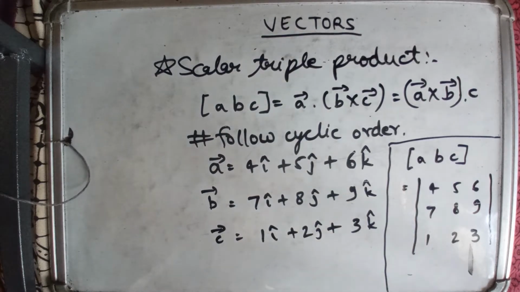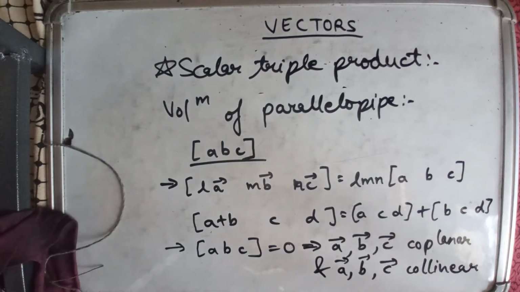So let's move further. Other some properties of scalar triple product. First of all, the box ABC is the volume of parallelepiped. If you are asked in the question what is the value of parallelepiped and given the three vectors, then you can easily find it. Another property is if each of the inside vectors is multiplied with some scalar, like L, M, N is respectively multiplied with vector A, vector B, and vector C, then LMN will be multiplied with the box ABC. LMN will come outside, as in the case of determinant.